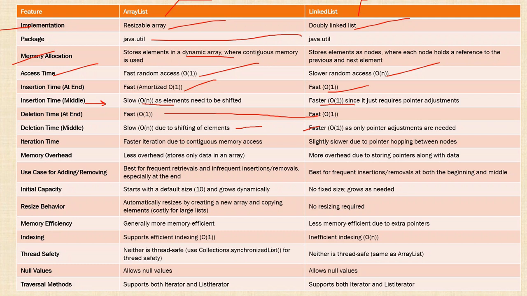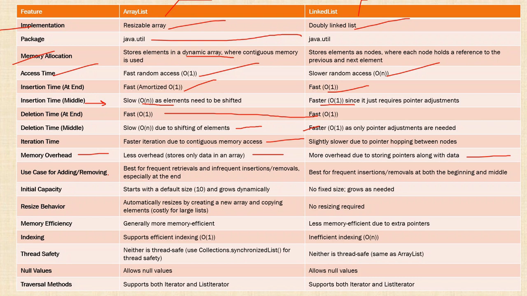Iteration time: faster iteration in ArrayList due to contiguous memory access, and slightly slower in LinkedList due to pointer hopping between nodes. Memory overhead: less overhead in ArrayList, which stores only data in an array, and more overhead in LinkedList due to storing pointers along with data. Use case for adding and removing: ArrayList is best for frequent retrieval and infrequent insertion and removal, especially at the end.